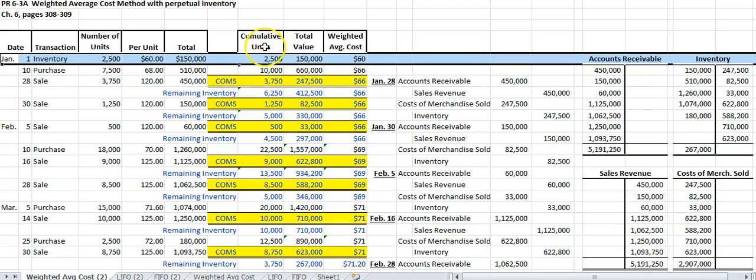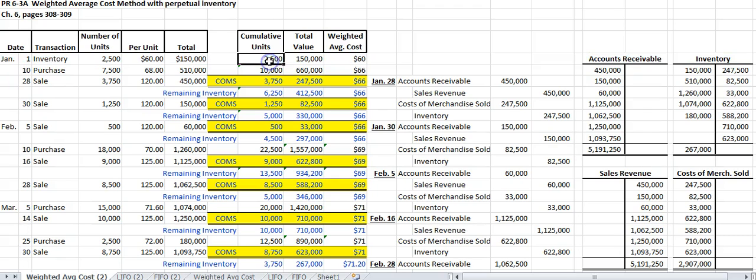Now this is going to be my cumulative amount, where I accumulate that inventory plus what was purchased prior. This one has nothing purchased prior to it, so the cumulative total is going to be 2,500. The total value is going to be 150,000, and so the weighted average cost is going to be 60, which matches what we have here. There's not going to be any change because it's only one layer of inventory.